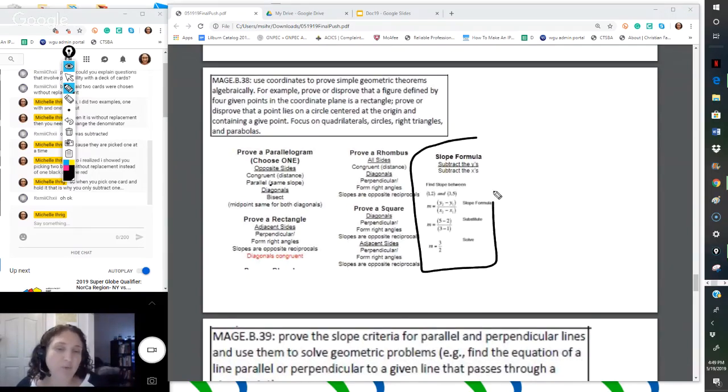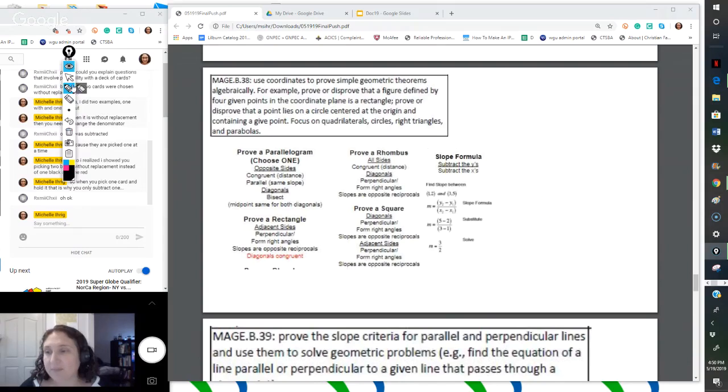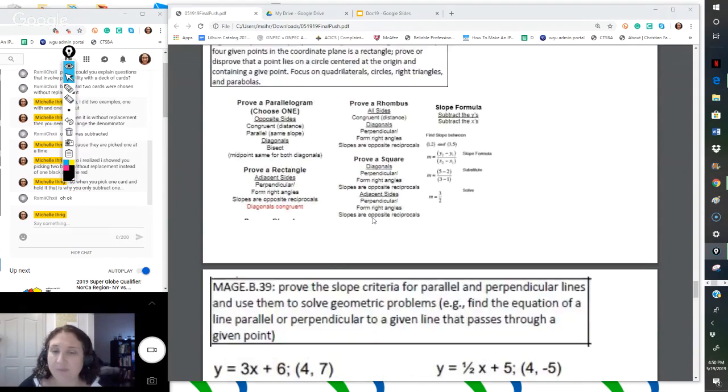Just remember, slope formula is rise over run. You would use slope formula to do opposite sides are parallel for a parallelogram, or you would do slope formula for adjacent sides are perpendicular, as that you need a right angle for. Or you can even do slope formula for perpendicular diagonals, like in a rhombus or a square. I'm not going to spend time on that.